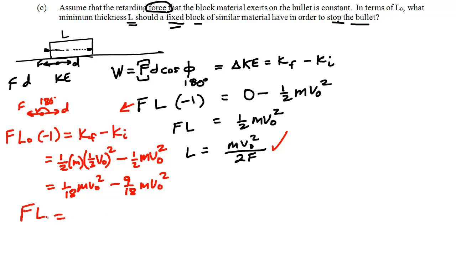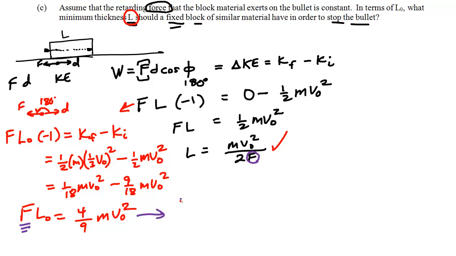The negatives are going to cancel. We have F L naught equals, it's going to be -8/18, which is going to be 4, well, the negative goes away, 4/9 m v naught squared. Now, we want to solve for L in terms of L naught. So we have L equals m v naught squared over 2f. Let's do a substitution here, and what would make sense is to get rid of f, as that's not one of the allowed variables. And let's solve this for f, and we'll plug that in here.